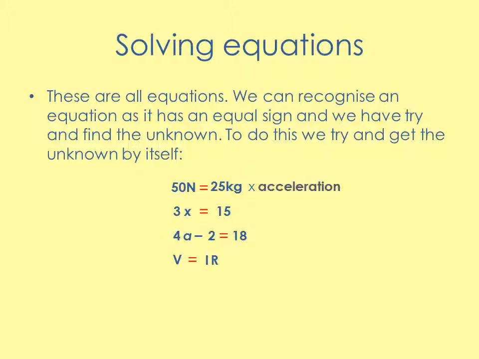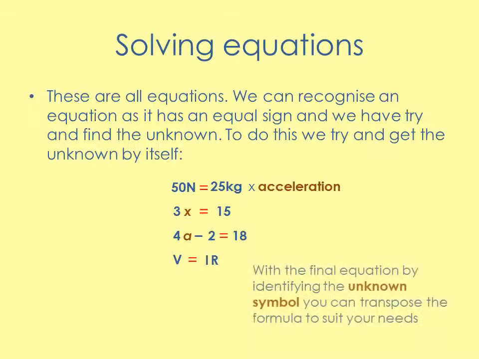So in the first one, it's acceleration. In the second equation, it's x. In the third one, it's a. And in the last one has no values whatsoever. However, we can still transpose the formula to find an unknown symbol. And in this instance, we want to find an unknown symbol, which is I.